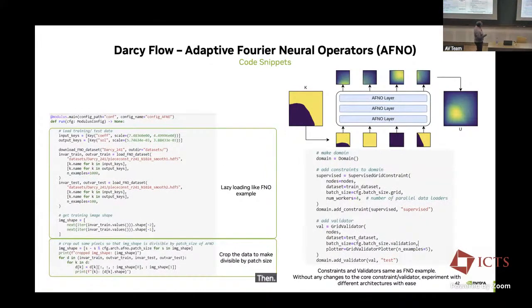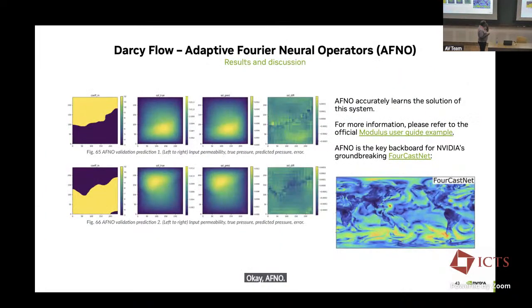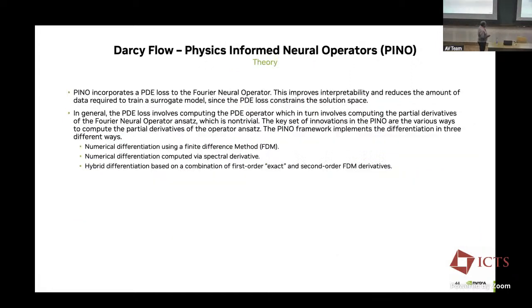Then the Fourier network depends upon the convolutional networks, but AFNO is dependent upon the transformer architecture. Okay, AFNO. This is basically used in the ForecastNet. Then there are GNOs and PINOs also, which are available in Modulus. Graph neural operators and the physics-informed neural operators.